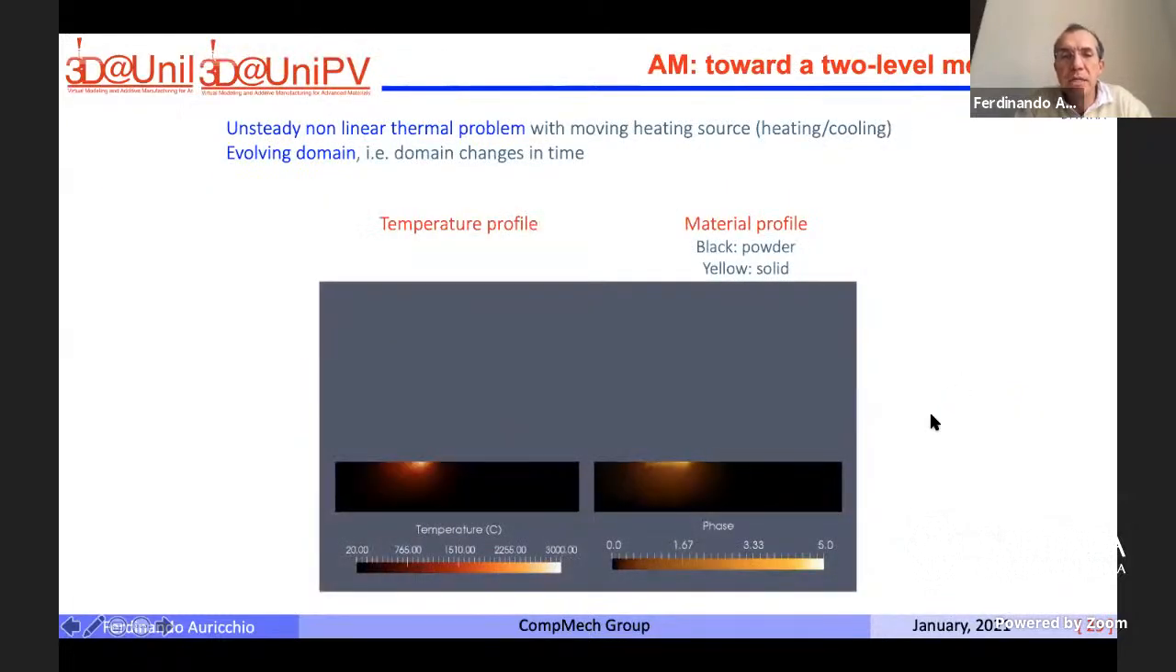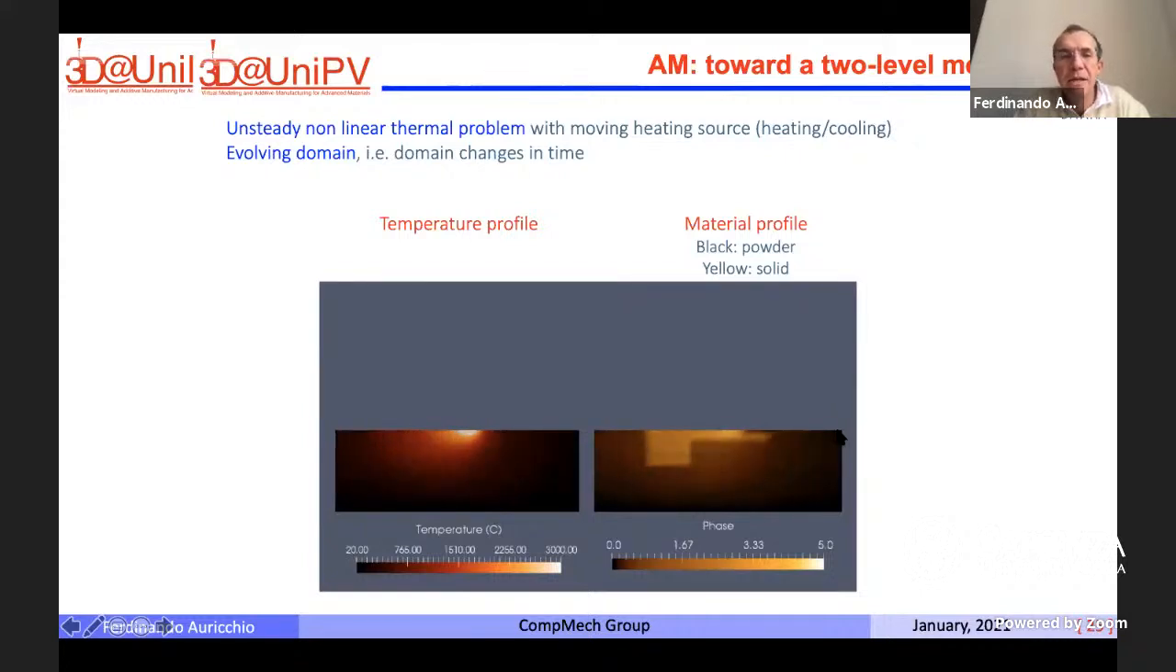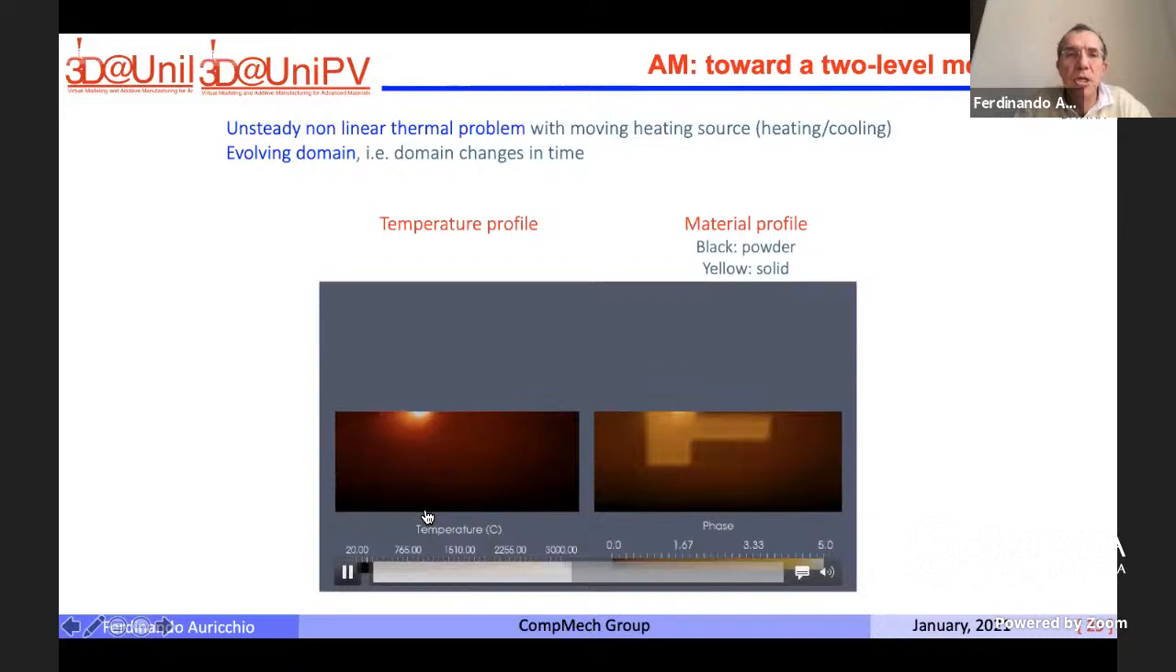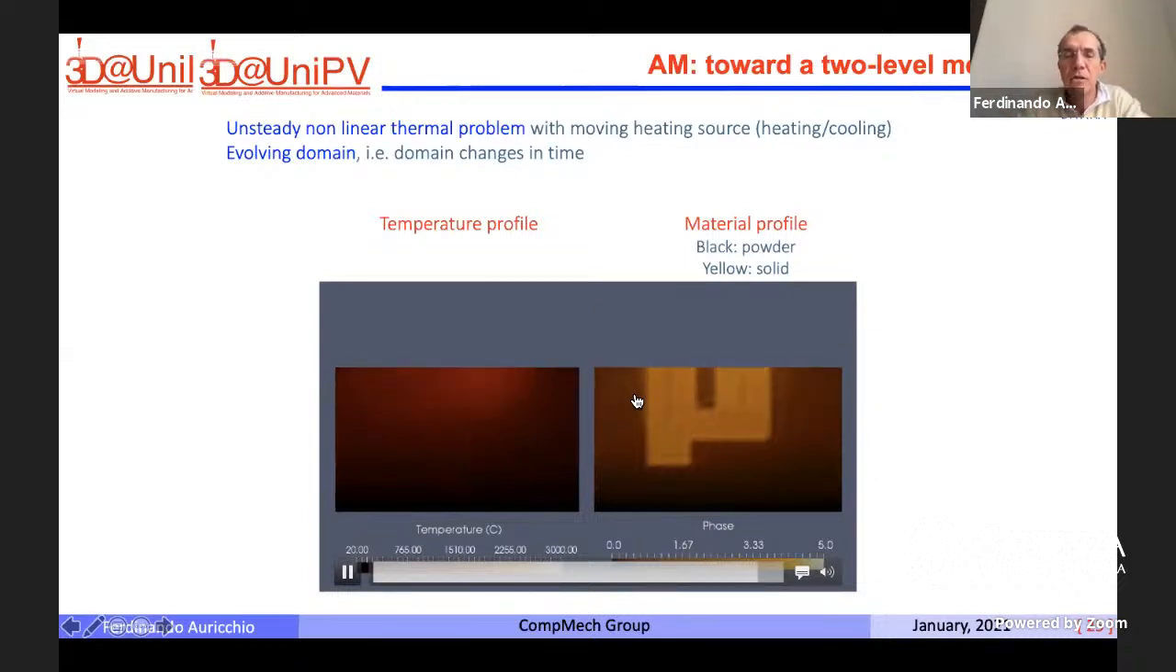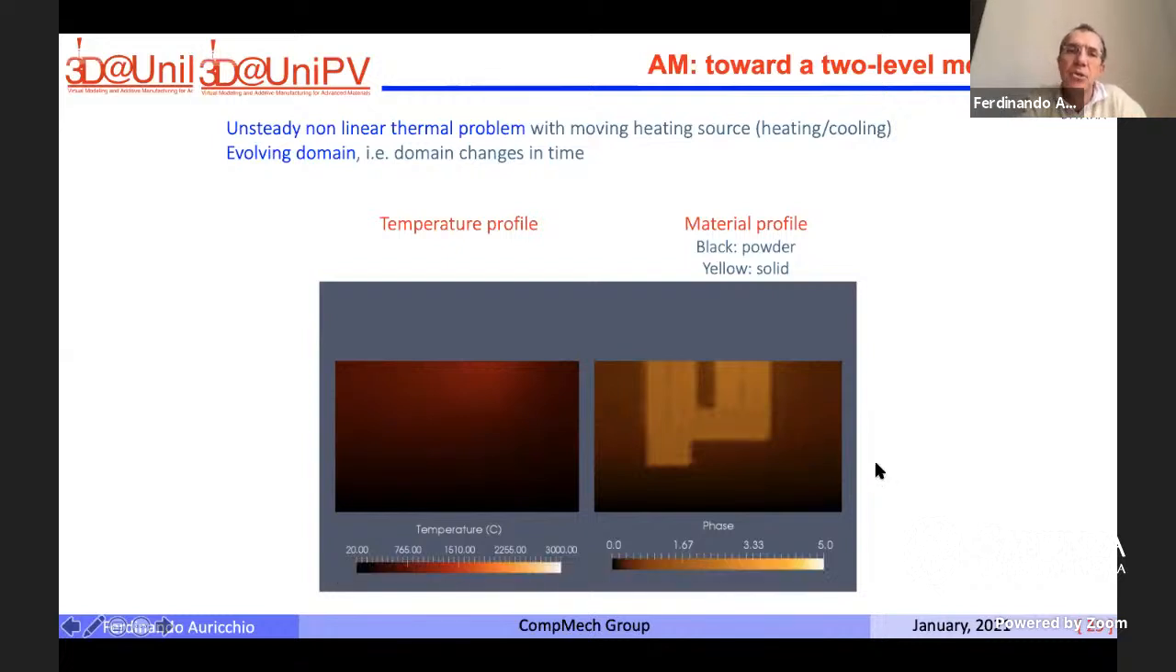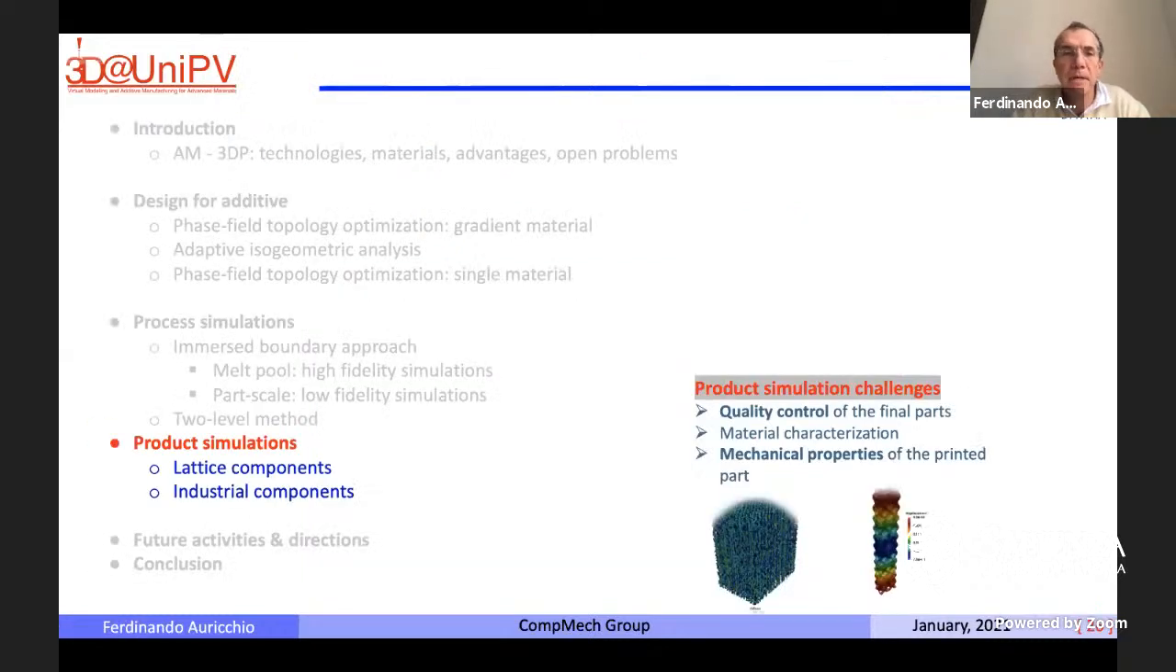Here you can see a more interesting simulation from the engineering point of view. On the left side, you see a temperature profile. It's like the laser is moving from left to right, and the domain is evolving. And on the right, you can see instead the material profile, so the phase transformation and the geometry that we are building. So we can extend the previous technology to something more complex. This is regarding process simulations, but product simulation is also very interesting.